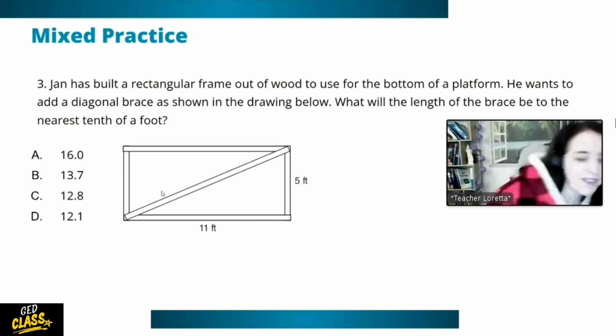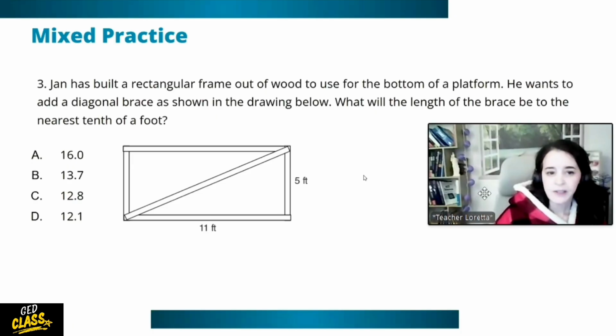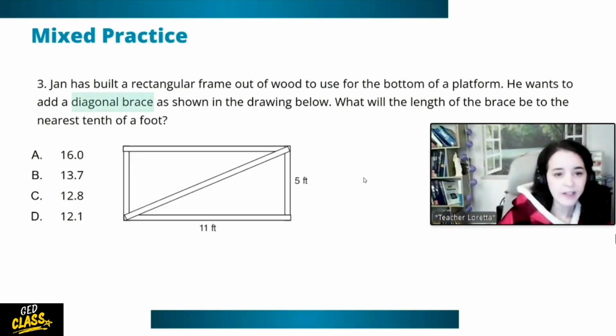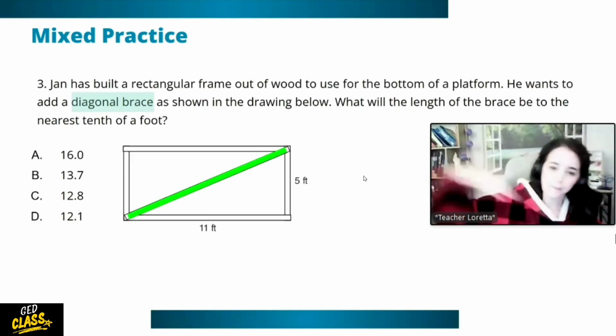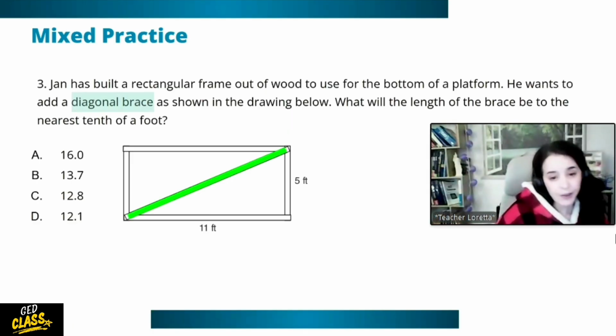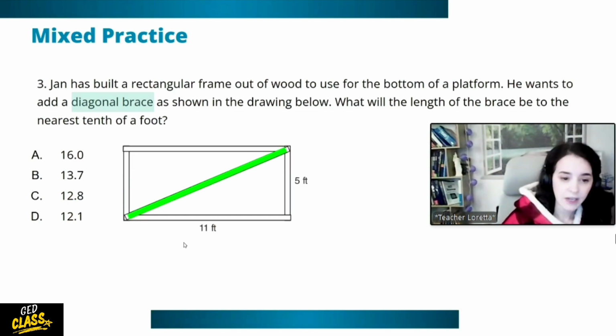All right. Fantastic work in the poll, you guys. Let's talk this one through. The question is asking us for the diagonal brace. So the diagonal brace must be this one here, right? Even though the problem doesn't explicitly say, what's the hypotenuse of this right triangle, in essence, that is what it's saying.